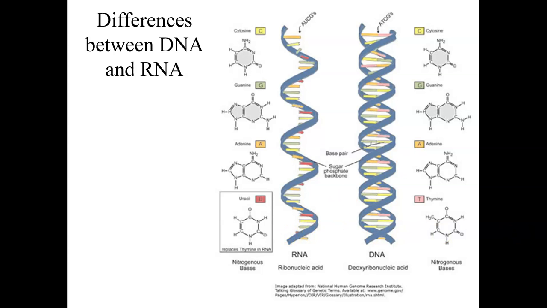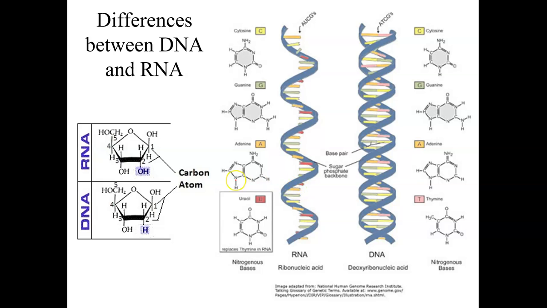The other difference is we look at the sugar backbone for RNA. On that second carbon, we have the hydroxyl, and on the second carbon in DNA, we have a hydrogen. So it's deoxy. We've removed that oxy group. Essentially, that's why we get deoxyribonucleic acid versus just ribonucleic acid, because that has the hydroxyl group in there.